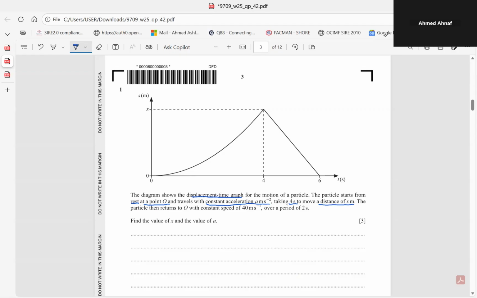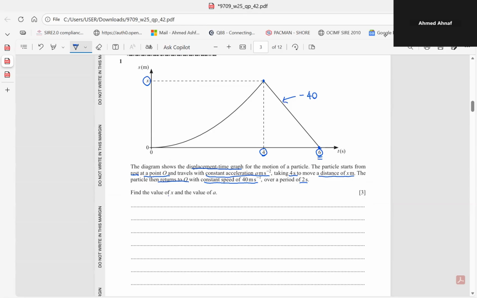Okay, so x is here. Yeah, it correlates. The particle then returns to O with a constant speed of 40 meters per second. So from here to here, it goes back to O, and the gradient here is constant. The gradient must be negative 40 since the speed is 40 meters per second. As I said earlier, the gradient of a displacement time graph represents the velocity, over a period of 2 seconds. So you can see from t equals 4 to t equals 6. Okay, so now we have to find the values of x and a.